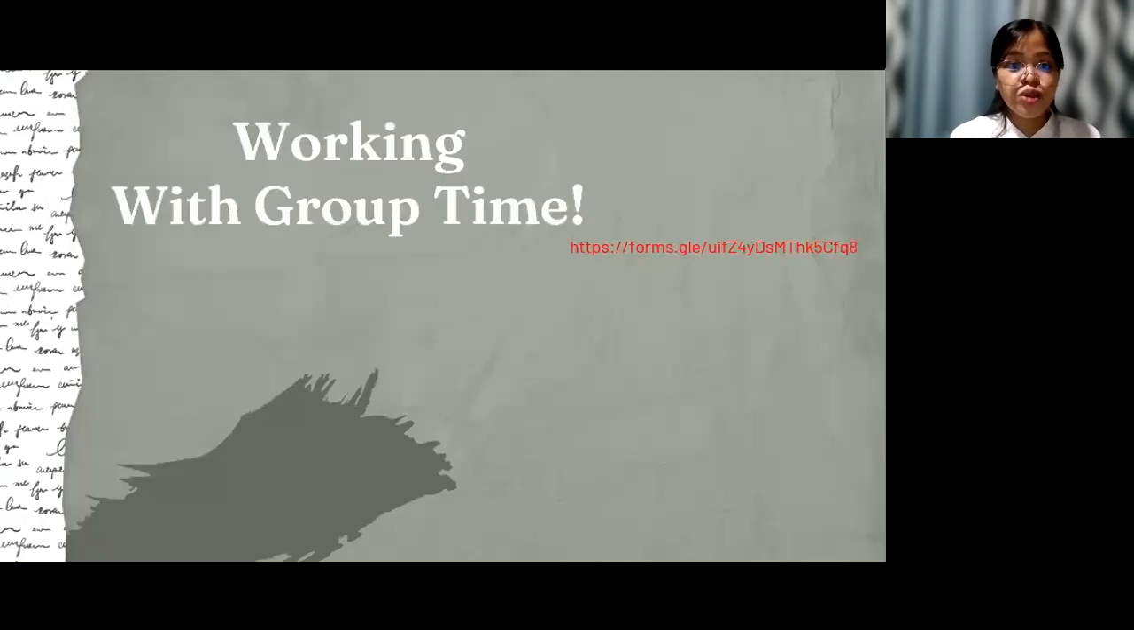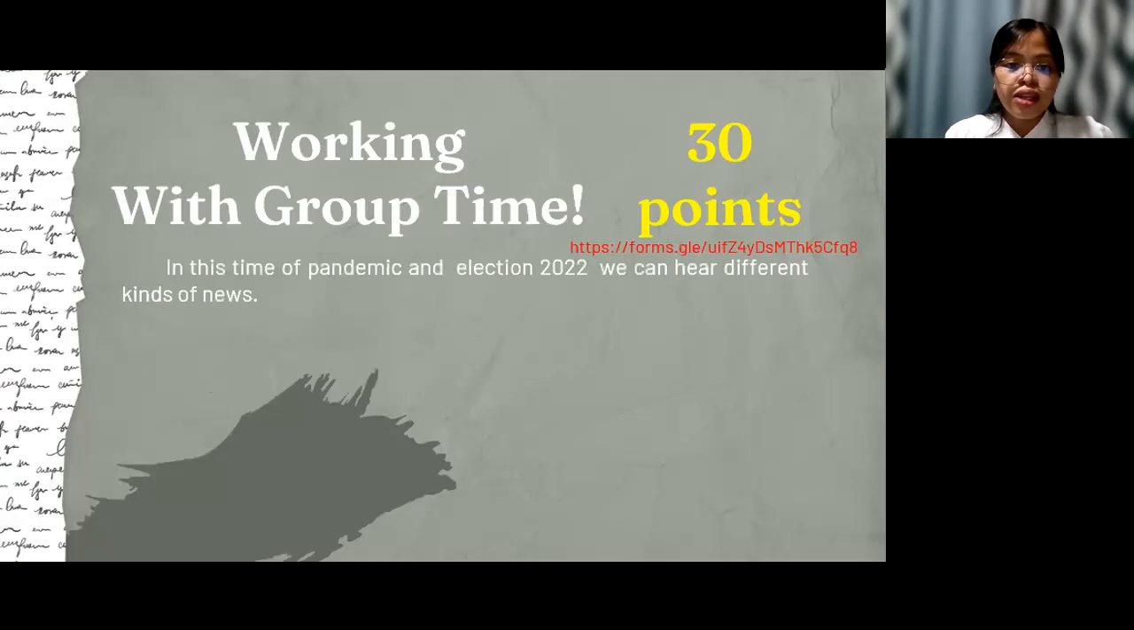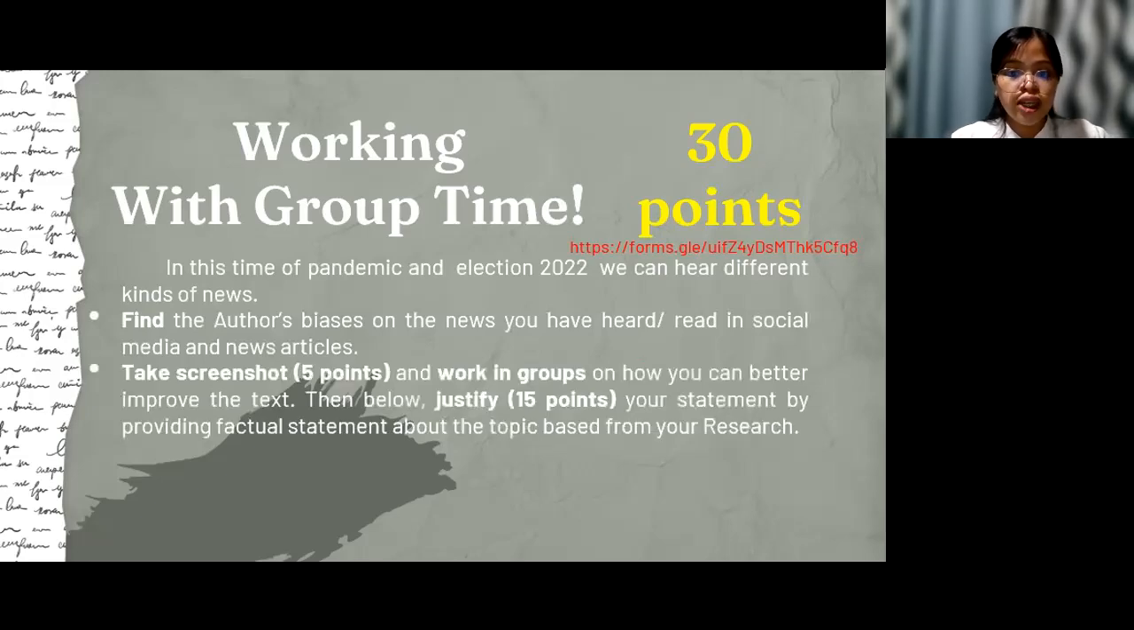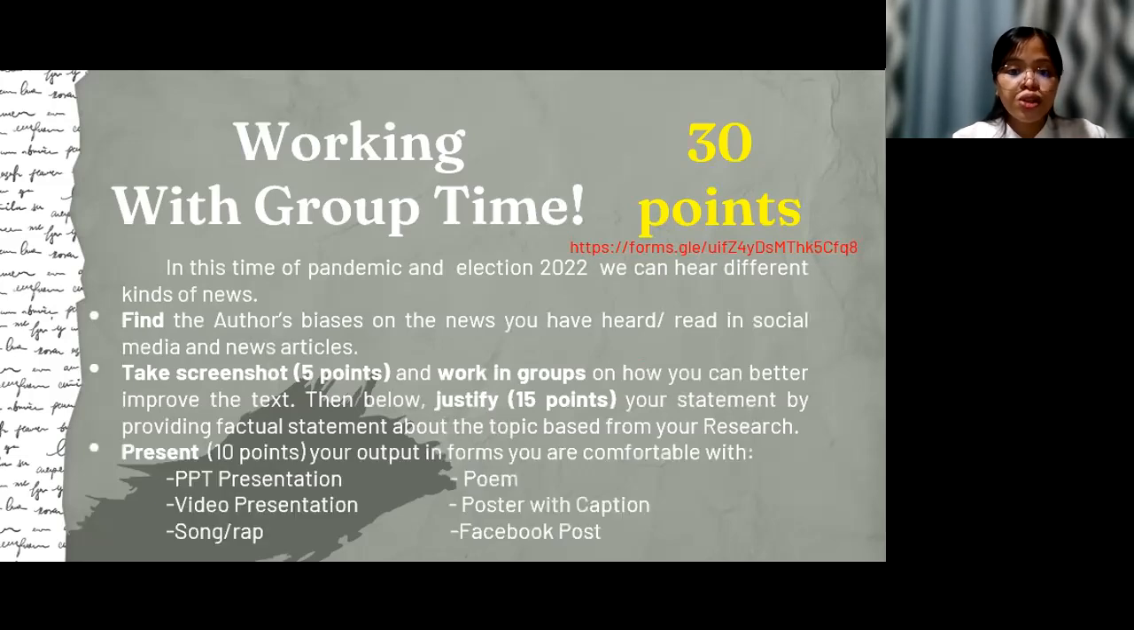Now here is your group work for 30 points. Later, with the breakout rooms, you'll be joining in the room and you'll do this activity. In this time of pandemic and election 2022, you can hear different kinds of news. Find the author's biases on the news you have heard or read in social media and news articles. Take a screenshot and work in groups on how you can better improve the text. Then below, justify for 15 points your statement by providing factual statements about the topic based on your research.